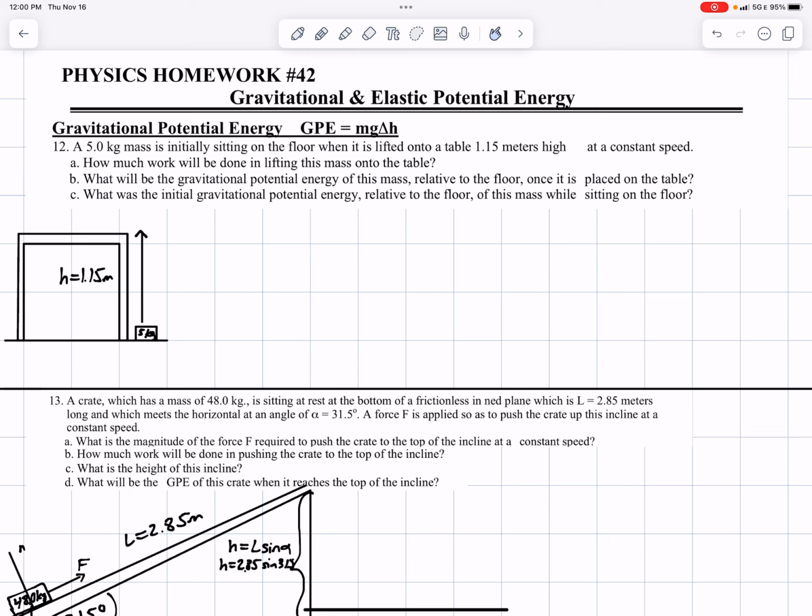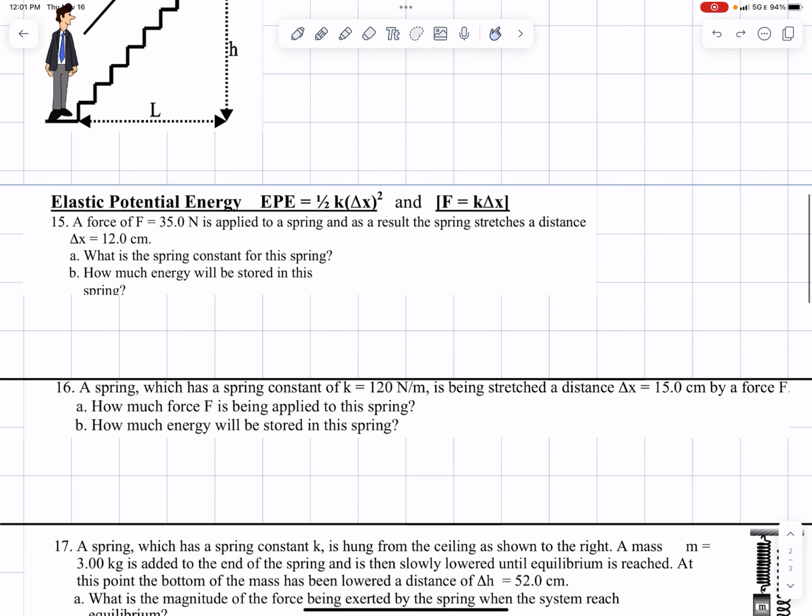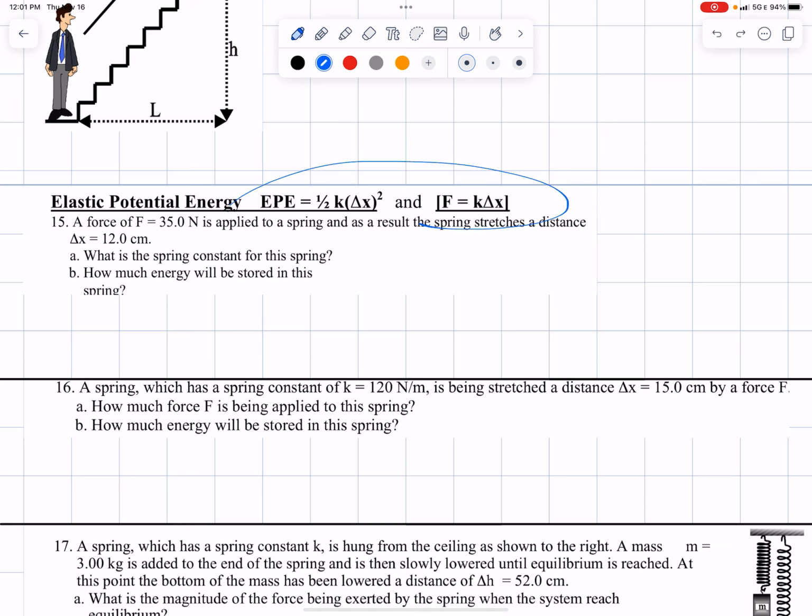Remember, gravitational potential energy relates to an object's change in height. Okay? Spring potential energy, or elastic potential energy, relates to the stretch or compress of a spring. So for these problems, you might need to use two different formulas in combination.